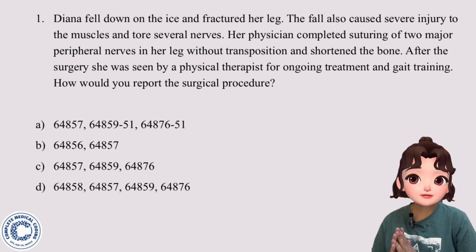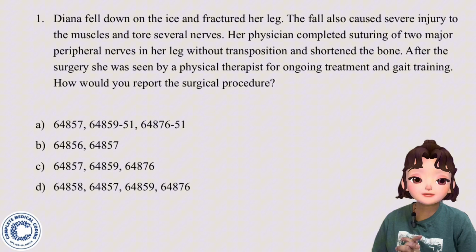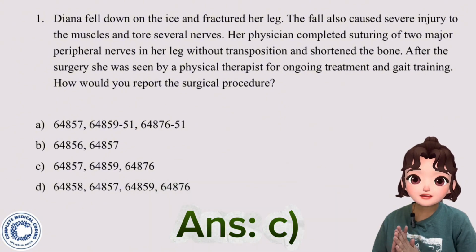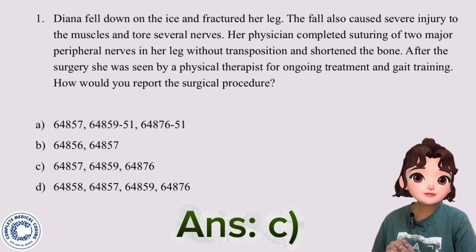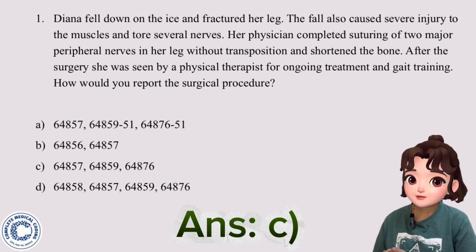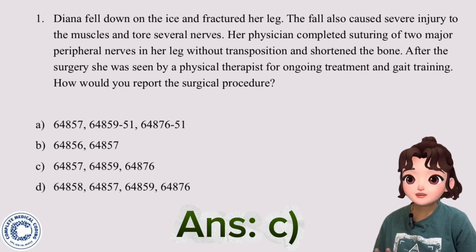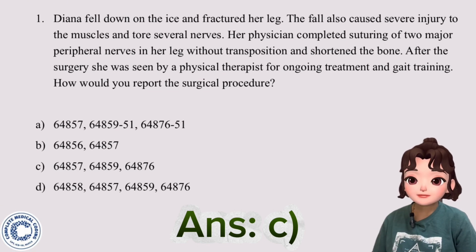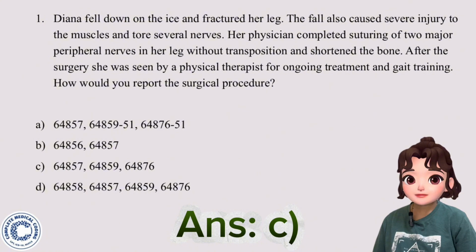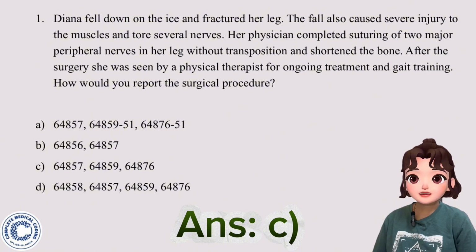So the correct answer will be option C, which has the three codes which we got. No need to mention modifier 51 because this is not a multiple procedure. All this has been carried out in a single surgery, in a single procedure. So the correct answer will be option C: 64857, 64859 and 64876.